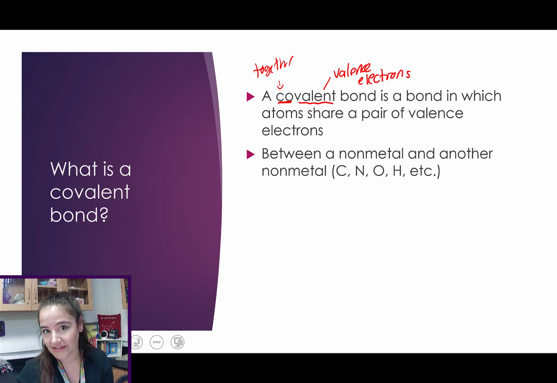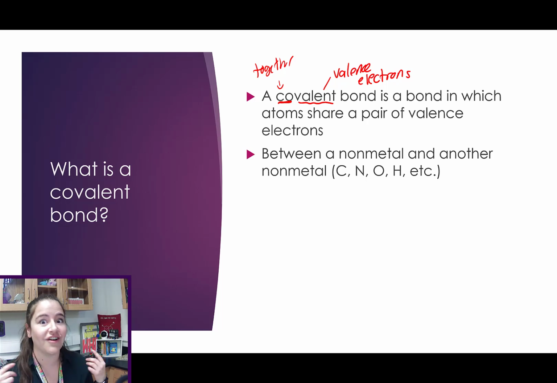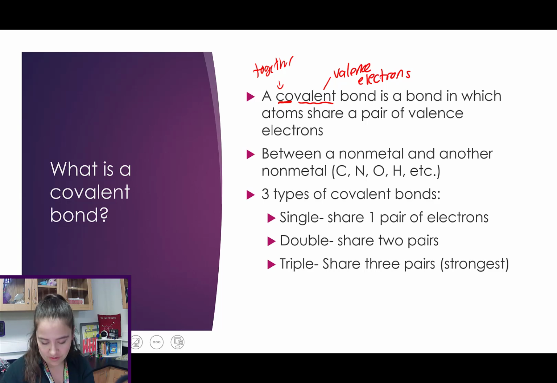Now, this will always happen between a nonmetal and another nonmetal. Okay, so these are ones like carbon, hydrogen, oxygen, and nitrogen. Okay, they'll have the smaller differences in electronegativities, which won't allow one atom to completely steal the electron, like in an ionic bond.